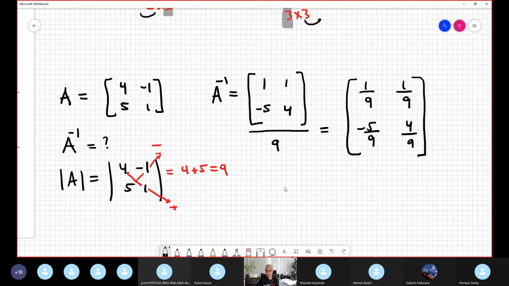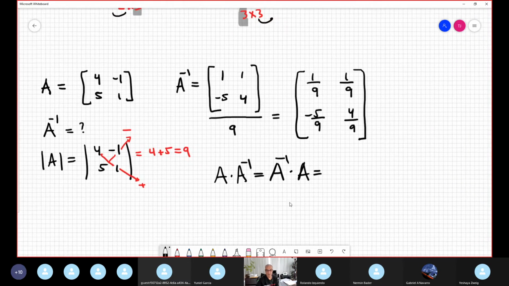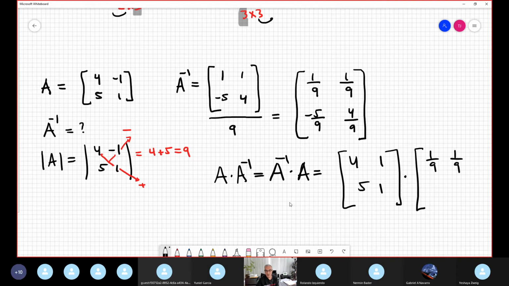Verification is good practice. You multiply the original matrix times the inverse matrix, in either order, and you expect to get the identity matrix. Let's do it, at least one entry. By hand, the original matrix is 4, 1, 5, 1, multiplied by 1/9, 1/9, -5/9, and 4/9.